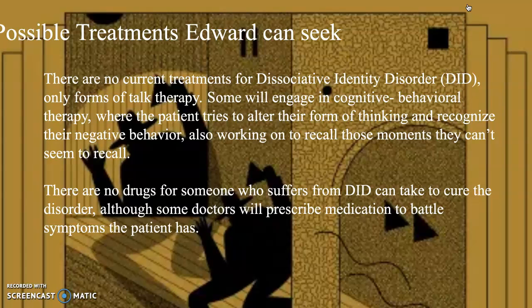While there are no current treatments for dissociative identity disorder, there are forms of talk therapy. Some will engage in cognitive behavioral therapy, where the patient tries to alter their form of thinking and recognize their negative behavior, while also working on recalling those moments they can't seem to recall. There are no drugs for someone who suffers from DID, although they do treat symptoms, such as depression or insomnia.